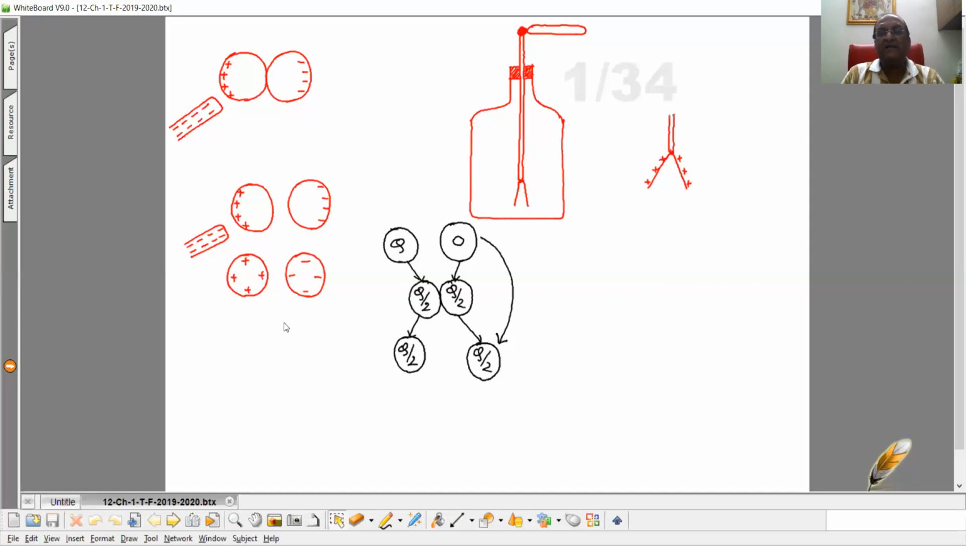So this is called charging by induction. Clear to all of you?